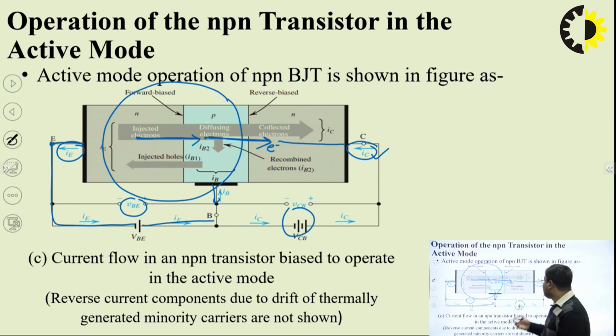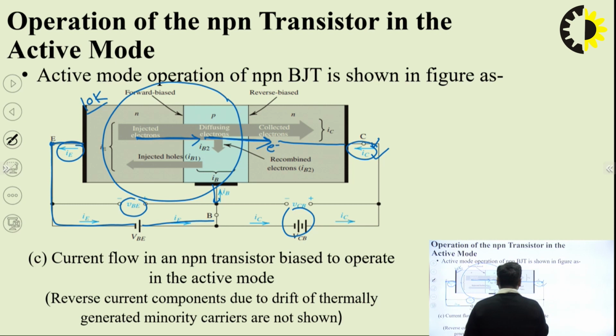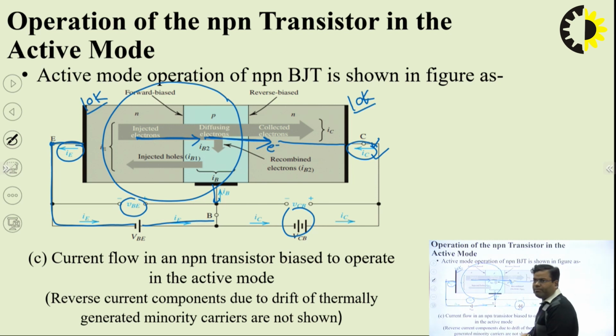So if we want to increase IC in this mode, we wish to have the maximum number of carriers collected. For example, if 10k electrons have been injected from emitter to base, then we wish all the injected electrons to be collected at the collector terminal. That means IC will be exactly equal to IE. This is the ideal condition.